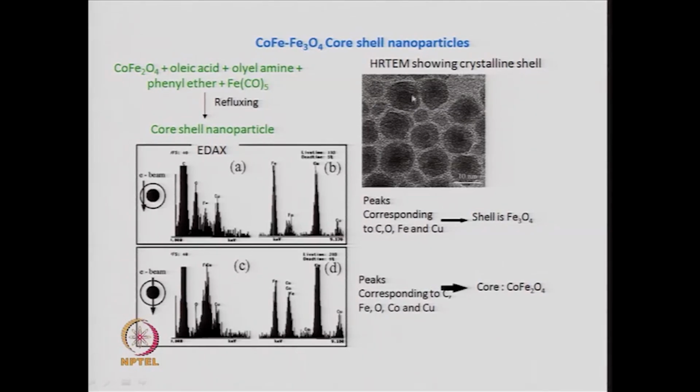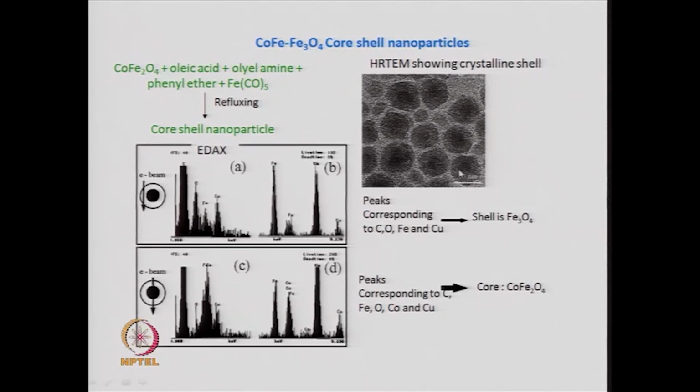This is what you see in the image, and if you see the scale here, this is 10 nanometers, so the particle diameter, the core shell diameter, is around 10 nanometers. If you look very carefully, the core is here, and the diameter of the core is around 4 to 5 nanometers.